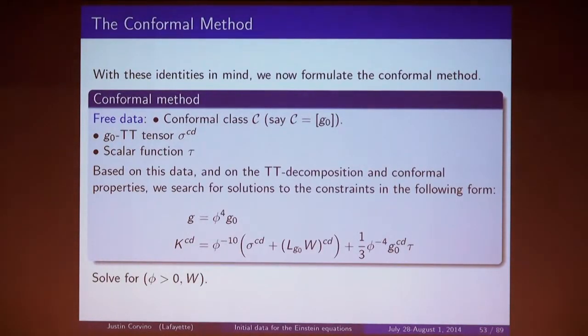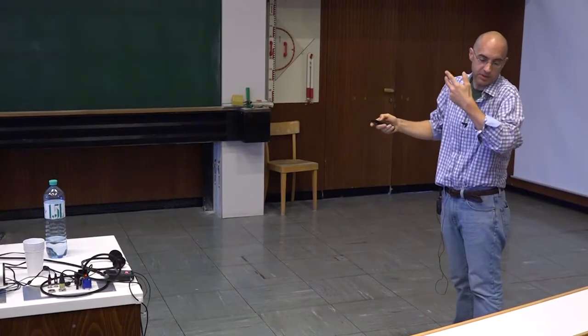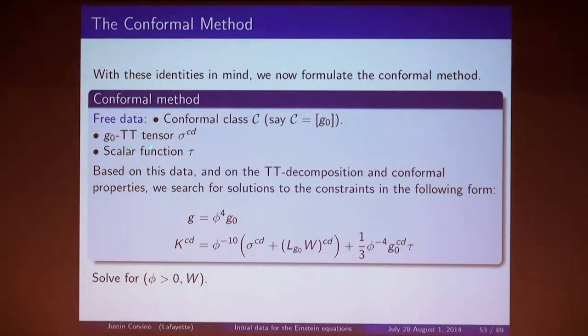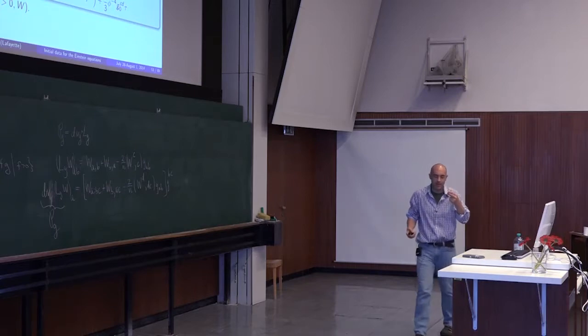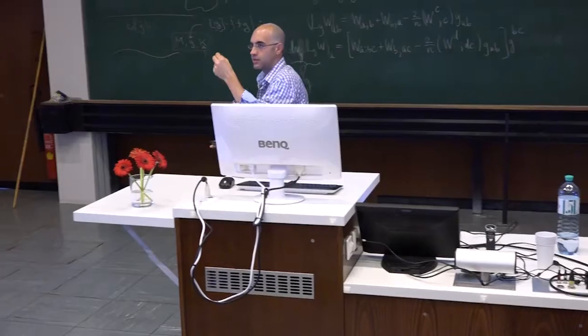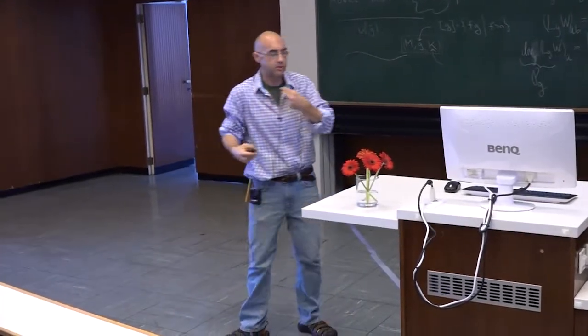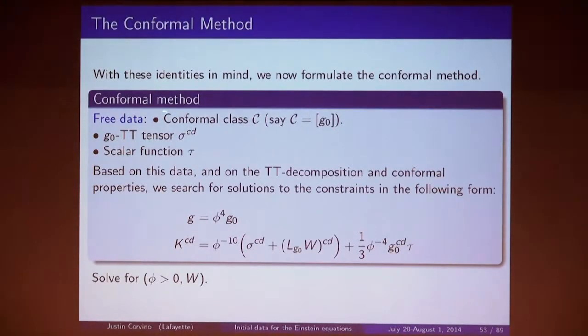All right, here's the data for the conformal method. The free data is the conformal class of metrics, a scalar function tau, which was really the trace of the second fundamental form in the end, and then a transverse traceless tensor sigma. That's your free data. Any symmetric tensor can be written as the sum of 3 parts: transverse traceless, the trace part, and this LW part. So the free data will be thought of as the TT part and the trace part, and then we'll solve for the W.